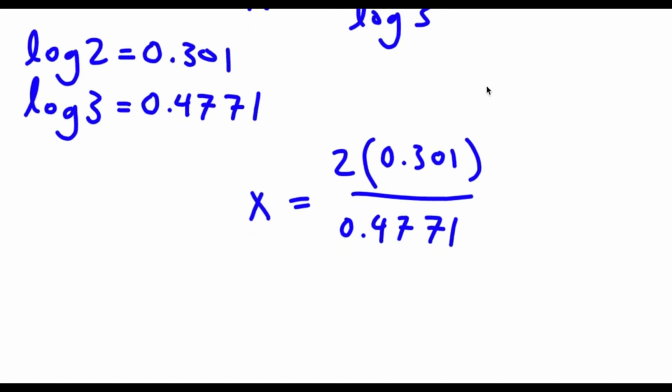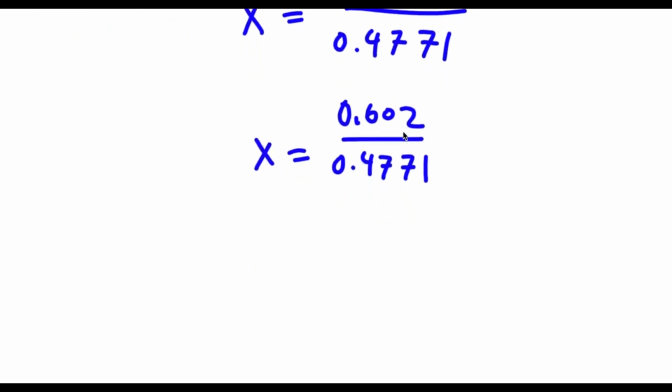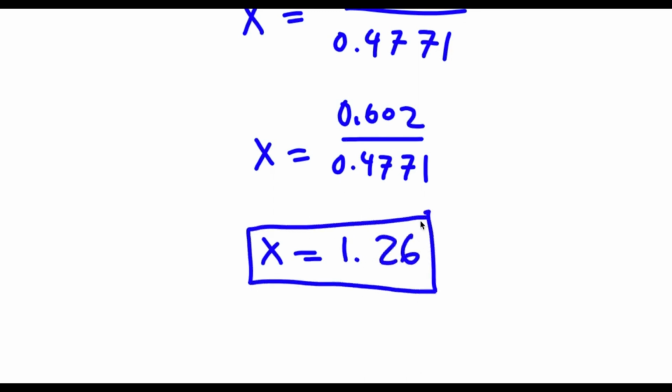Now 2 times 0.301, that's equal to 0.602. So I have this over 0.4771. And if I divide these two, 0.602 divided by 0.4771, this is equal to approximately 1.26. So x is equal to 1.26.